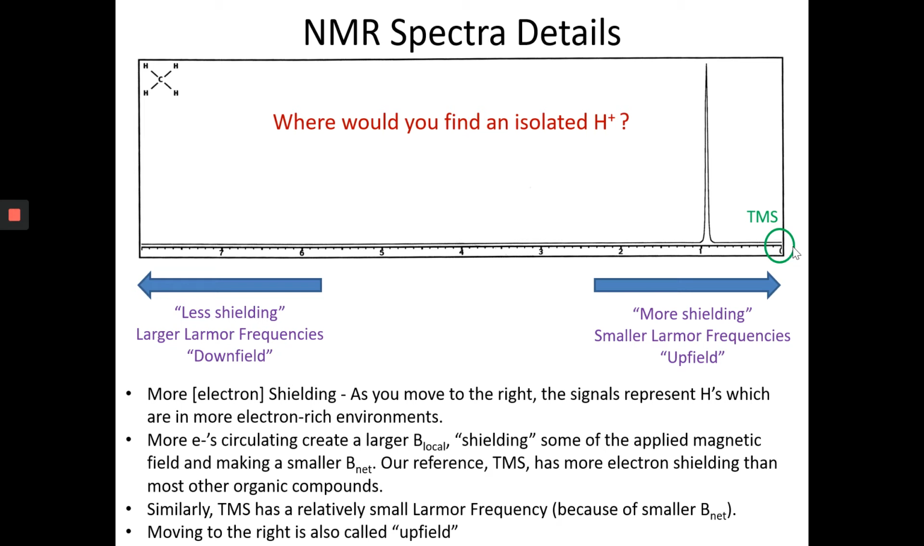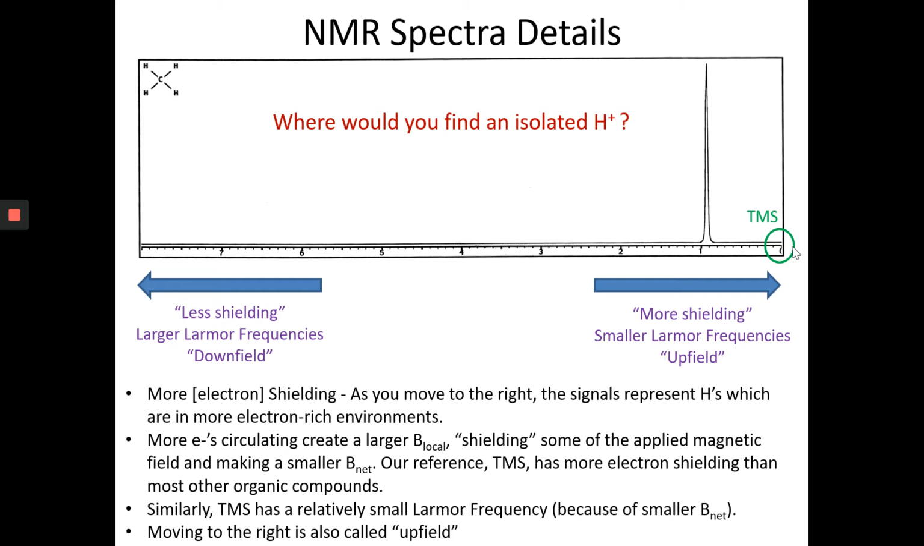Here's a question for you. We don't normally find isolated H pluses all by themselves. This would be what makes an acid an acid. But if we were to find one and we were able to capture it and stuff it into an NMR instrument, where would you find a lonely H plus with no electrons at all? Pause the video and think about this for a minute, and then we'll discuss.